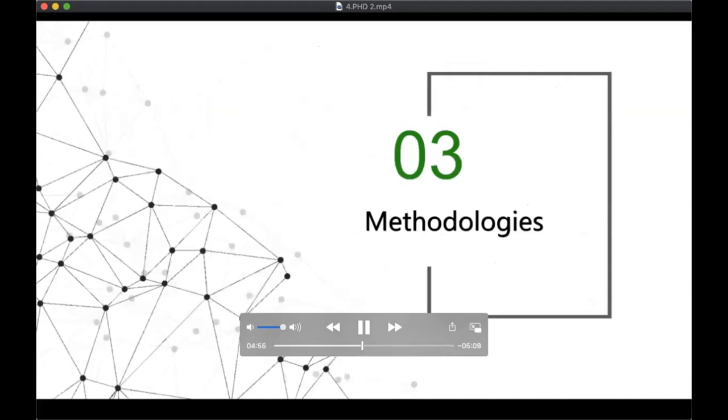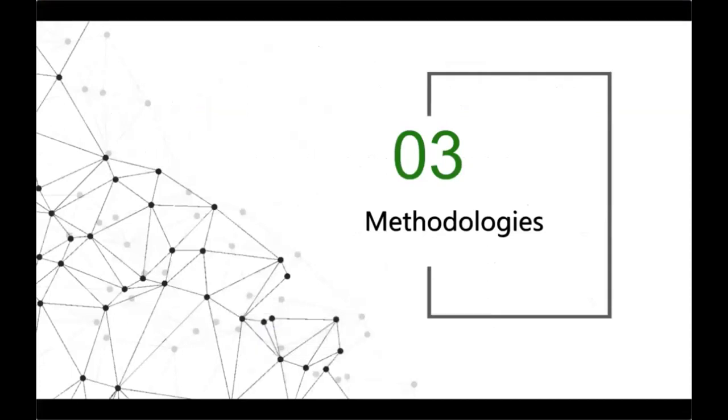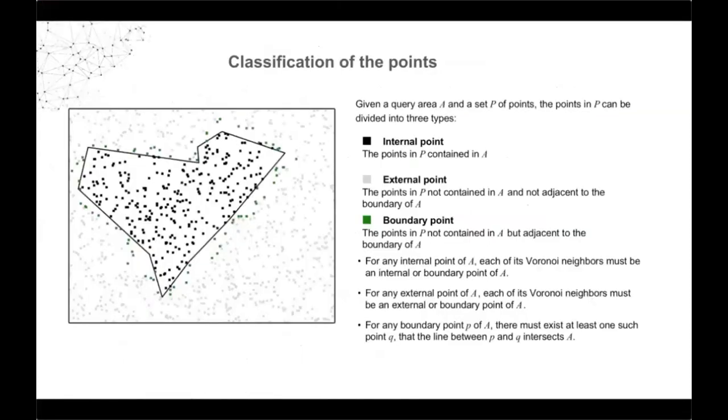Part 3. Methodologies. In this section, I will describe the implementation and mechanism of the proposed algorithm in detail. First, let's do a classification of the points in the database. Given a query area A and a set P of points, the points in P can be divided into three types. The black points represent the points that lie inside A. We call them internal points. The gray points represent the points in P that lie outside A and are not adjacent to the boundary of A. We call them external points. The green points lie outside A and are adjacent to the boundary. They are referred to as boundary points.